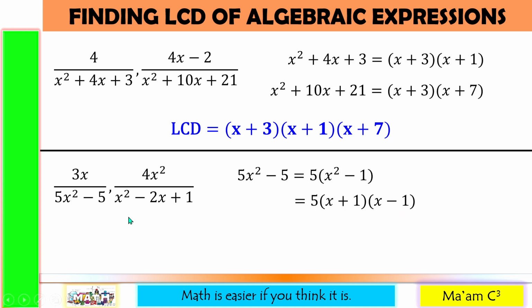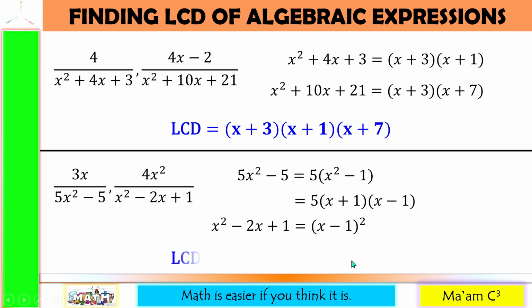Let's have the second denominator. This is again a trinomial. This is actually a perfect square trinomial, or PST. And the factors are quantity x minus 1 squared, meaning 2 times of quantity x minus 1.